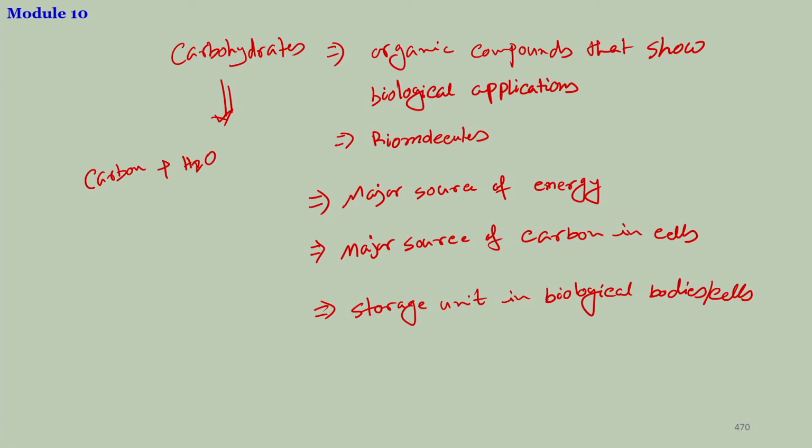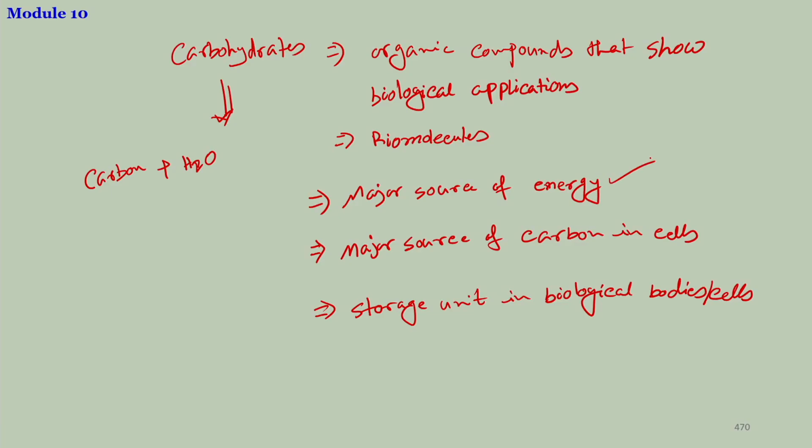when you make it undergo oxidations, massive oxidations. So it's a major source of energy because that is due to the metabolism effect, which basically means the oxidation of the carbohydrates that produces the energy.